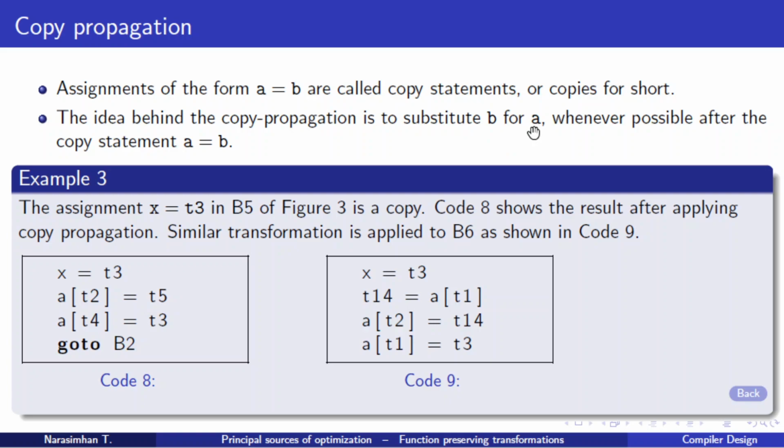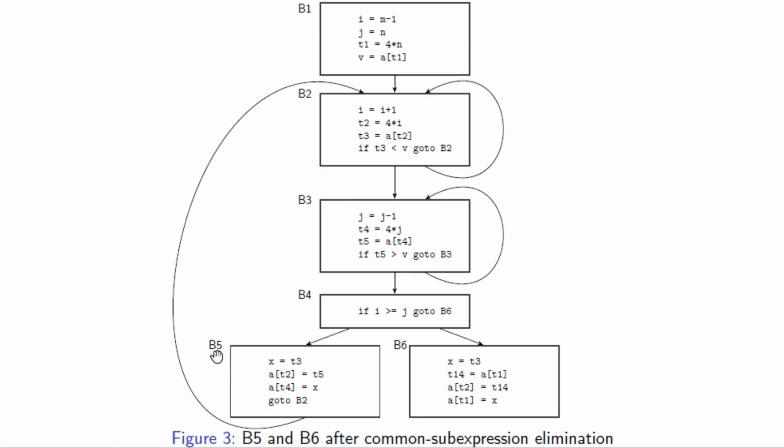Let me illustrate with an example. Let me take you back to the figure. In block B5 you have a copy statement. The first statement itself is a copy, x equal to t3. This is of the form A equal to B. So what is the idea behind copy propagation? You substitute B for A. So here you have A of t4 equal to x. So that means this x can be replaced with t3.